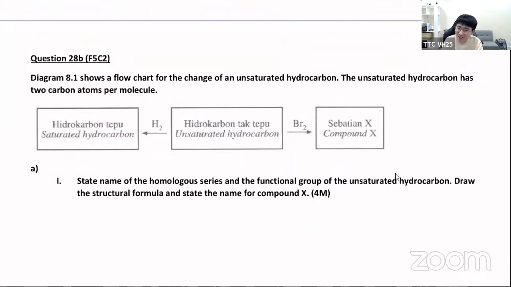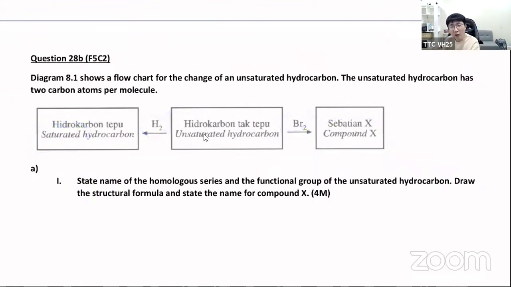Okay, it shows a flow chart of the change of an unsaturated hydrocarbon. Guys, what is unsaturated? Because we learned before alkane, alkene, alcohol, carboxylic acid, ester. Unsaturated means got double bond, correct? And then you see, unsaturated can become saturated, or can become compound X by adding 2 different things.